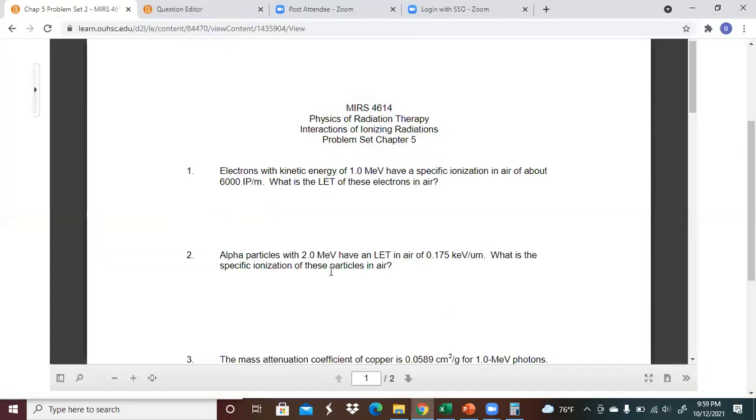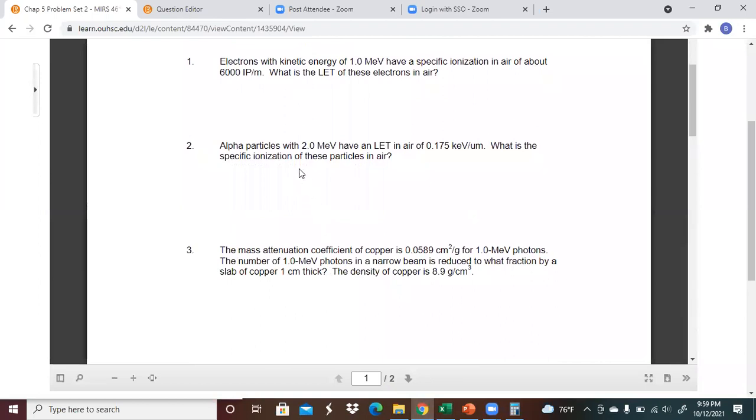And let's also read it here. So alpha particles with 2.0 MeV have a linear energy transfer in air of 0.175 keV per micrometer. That's supposed to be a mu right there. It didn't really come across in the document. But what is the specific ionization of these particles in air?